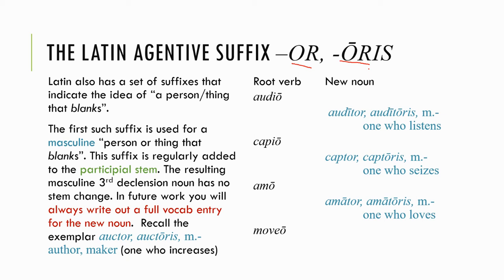In the first three instances, we use these Latin nouns regularly to refer to people. So an auditor is a person who listens. A captor is a person who seizes. An amator is someone who loves. But what I'd like to throw at you with the last one, the derivative of moveo, we seldom, in English anyway, and to some extent also in Latin, use this to refer to a person, but rather apply it to a thing.